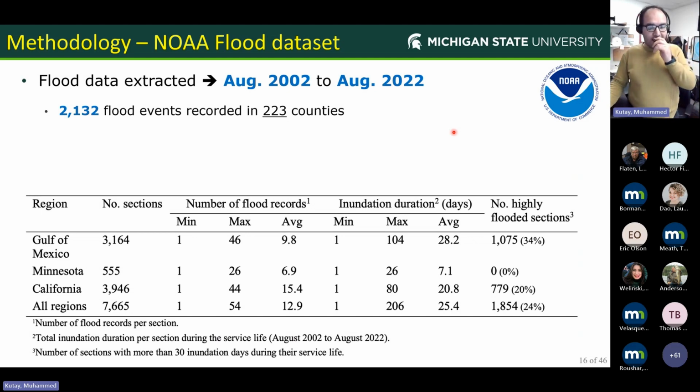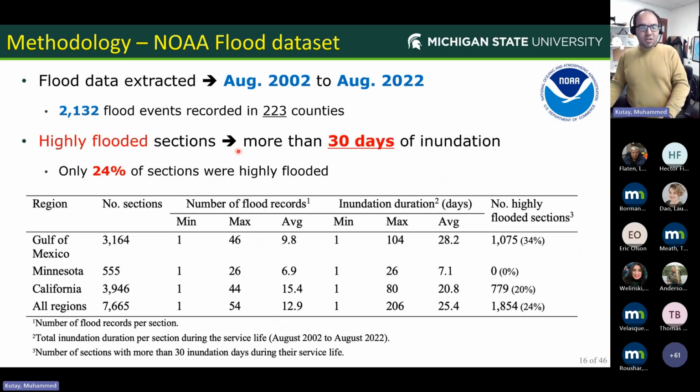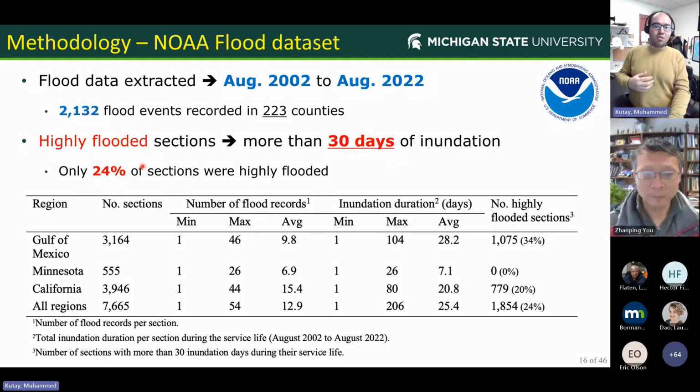And here is the data we are extracting for our study. For the 3 regions, you can see there are about 2,000 flood events in 200 counties. The data is from 2002 to 2022. Then we are defining highly flooded sections as sections that have more than 30 days of inundation. These are the real data, so some sections might not have a significant number of inundation dates. That's why we are defining these highly flooded sections, and only 24% of the sections are highly flooded. You can see this in the results and how they change our results.